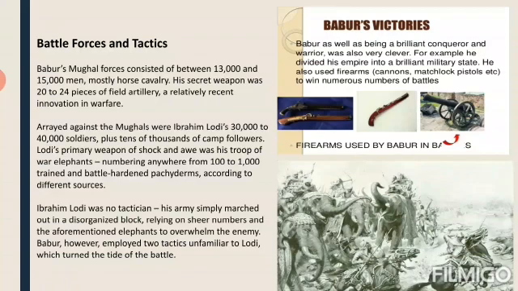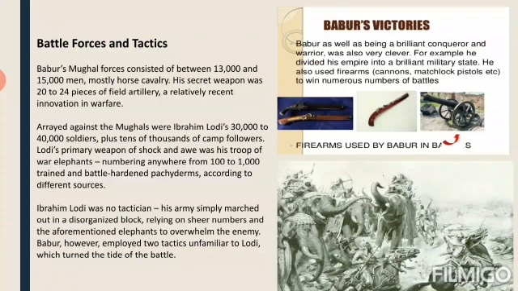Now let's read the second passage, how the Lodhi's army was during that battle. Arrayed against the Mughals were Ibrahim Lodhi's 30,000 to 40,000 soldiers, plus 10,000 of camp followers. Lodhi's primary weapon of shock and awe was his troop of war elephants, numbering everywhere from 100 to 1,000 trained and battle-hardened pachyderms, according to different sources. Ibrahim Lodhi was no tactician. His army simply marched out in a disorganized block, relying on sheer numbers and the aforementioned elephants to overwhelm the enemy. Babur, however, employed two tactics unfamiliar to Lodhi, which turned the tide of the battle.